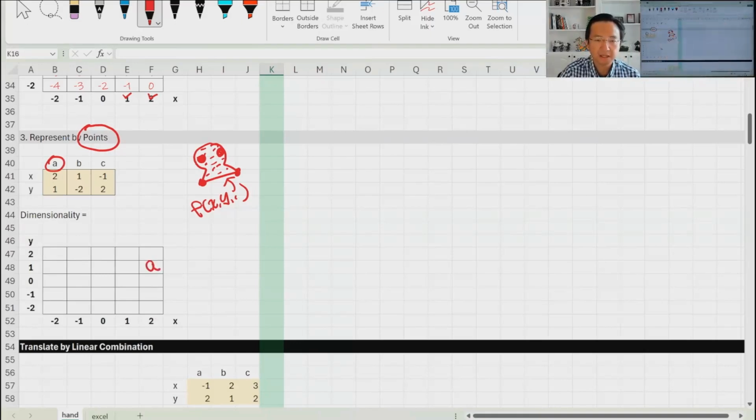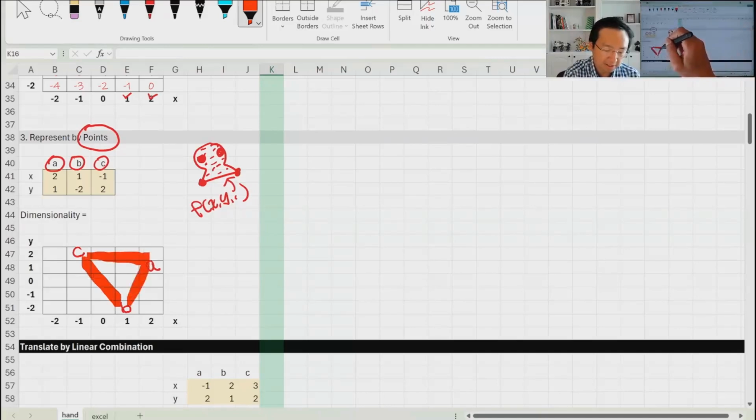And where is our B? B is (1, -2), which is here. So this is where B is. And where is our C? C is (-1, 2), so (-1, 2) is here, C. Once we have these 3 points, we could infer that maybe they are describing a triangle. All right. So this is a third way to represent images, based on a set of points and their locations.